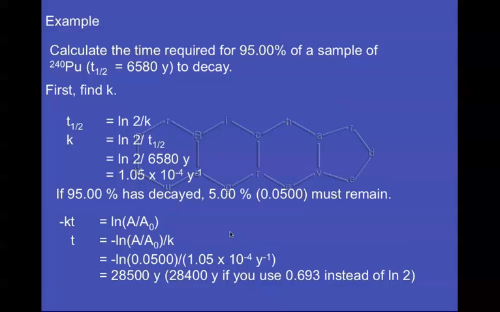So we sub that in for A over A0, and we put it over the K value we calculated earlier, and we get this figure, 28,500 years. And if you look at that, it makes sense. 6,580 years is the time it's going to take for half of the plutonium to decay. So if 95% is going to decay, you're going to expect it to be certainly more than 6,580 years.